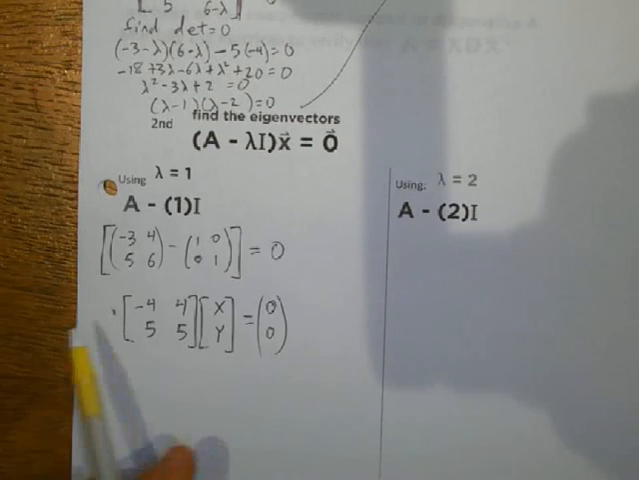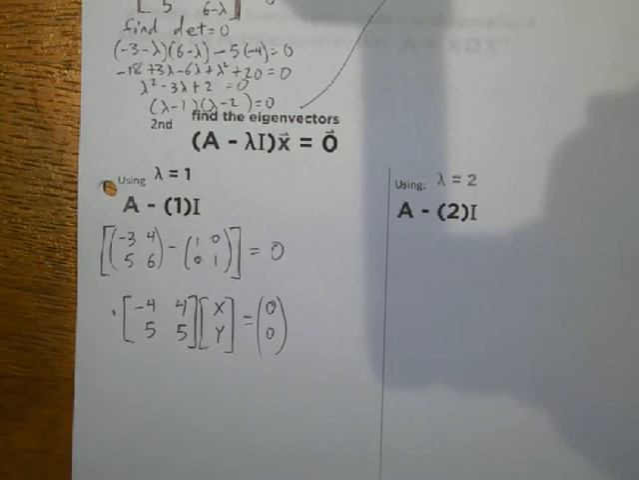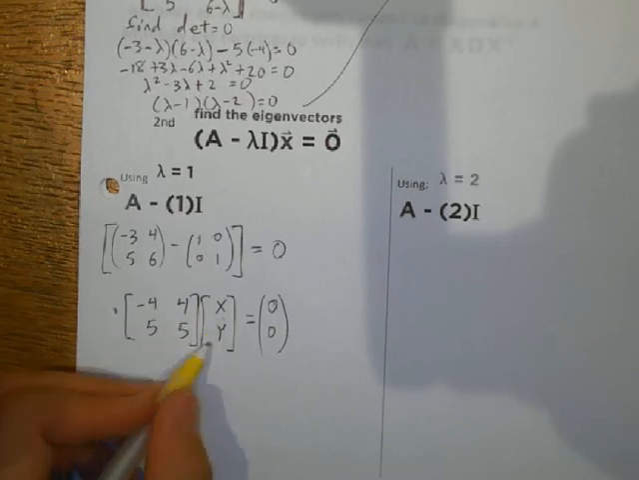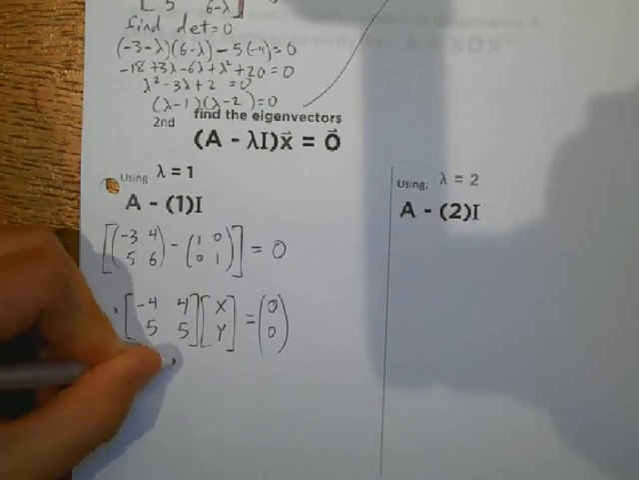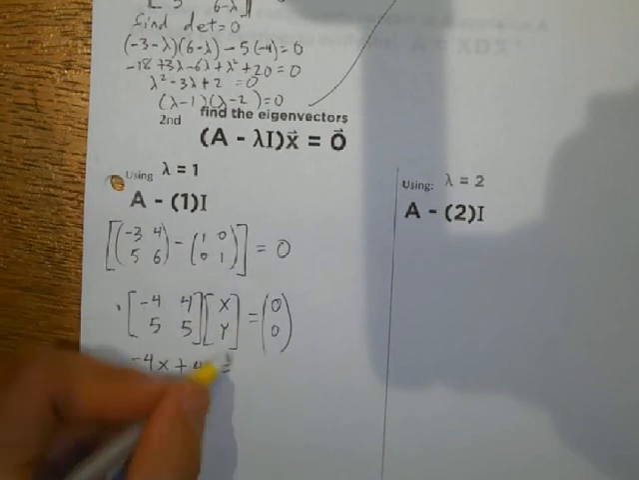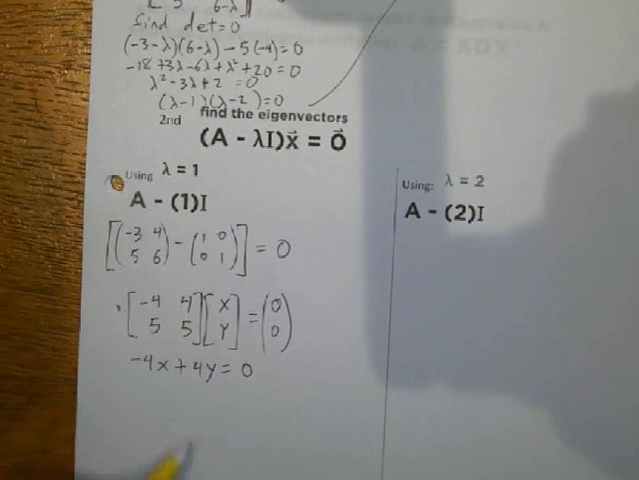And so from this here, he did some stuff with reduced row echelon form, but you don't really need to do that in order to solve for x and y. So if I multiply this times this, for the first row I have negative 4 times x plus 4 times y, and that's going to give me 0. I could do the other row, which would be 5 times x plus 5 times y equals 0. But those two equations are the same, so I don't need to do that.